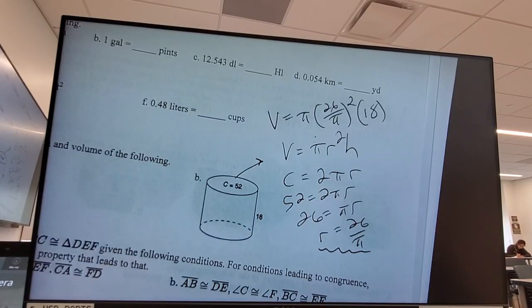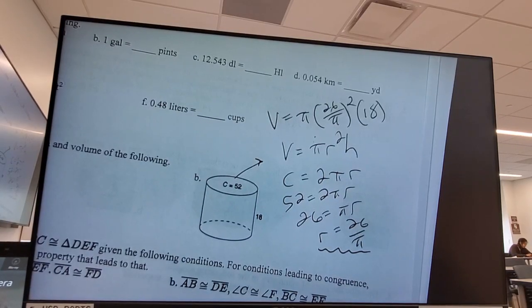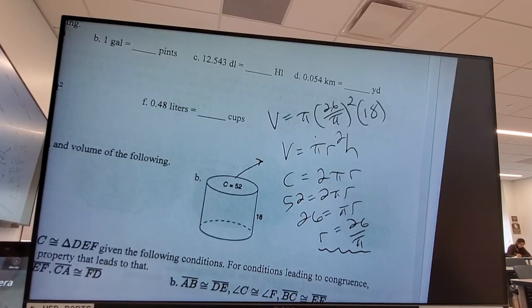Now, I don't blame you if you just throw all that in your calculator. In fact, go ahead and do it this way. But be careful when you put it in the calculator. It should be pi times, parentheses, 26 divided by pi, close parentheses, squared times 18. So you square the whole 26 over pi. What should you get, Jeff?